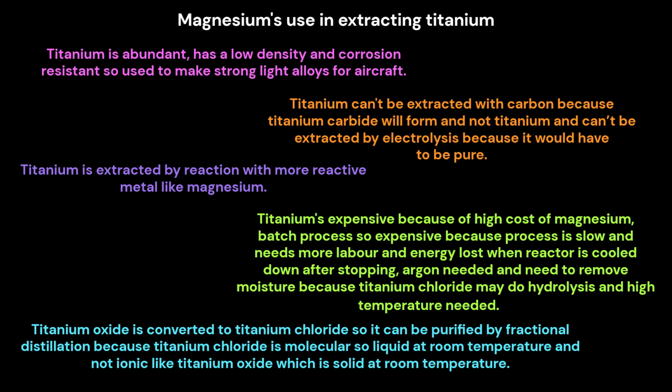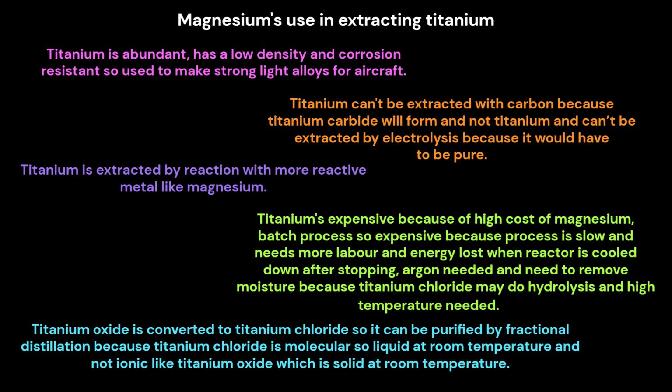Magnesium's use in extracting titanium. Titanium is abundant, has a low density, and is corrosion resistant, so it's used to make strong light alloys for aircraft. Titanium can't be extracted with carbon because titanium carbide will form, not titanium, and it can't be extracted by electrolysis because it would have to be pure. Titanium is extracted by reaction with a more reactive metal like magnesium.